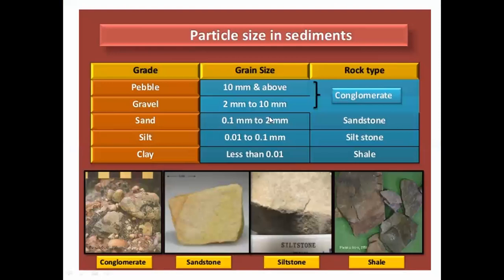Now, this is the size of the sediments that we have discussed. Pebble, gravel, sand, silt, clay. Pebble means having a grain size of 10 mm and above. Gravel, 2 mm to 10 mm. Then sand size particles, 0.1 mm to 2 mm. Silt, 0.01 to 0.1 mm. And clay, less than 0.01.